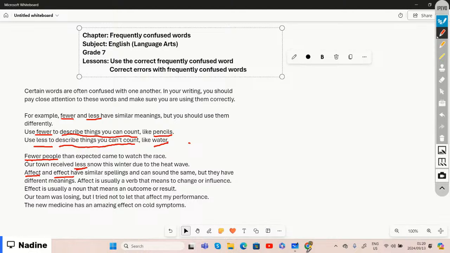So now, the word affect is usually a verb that means to change or influence. So to change and influence. And then we have another one that says effect. Remember we said affect, right?